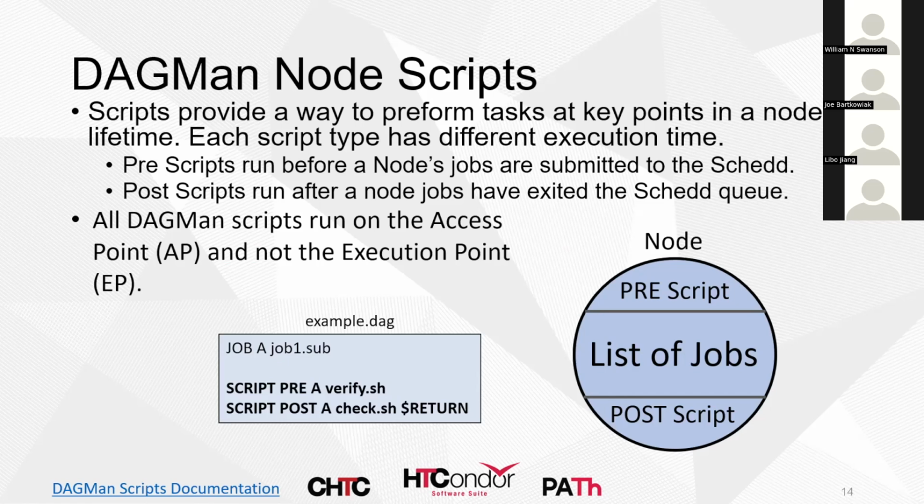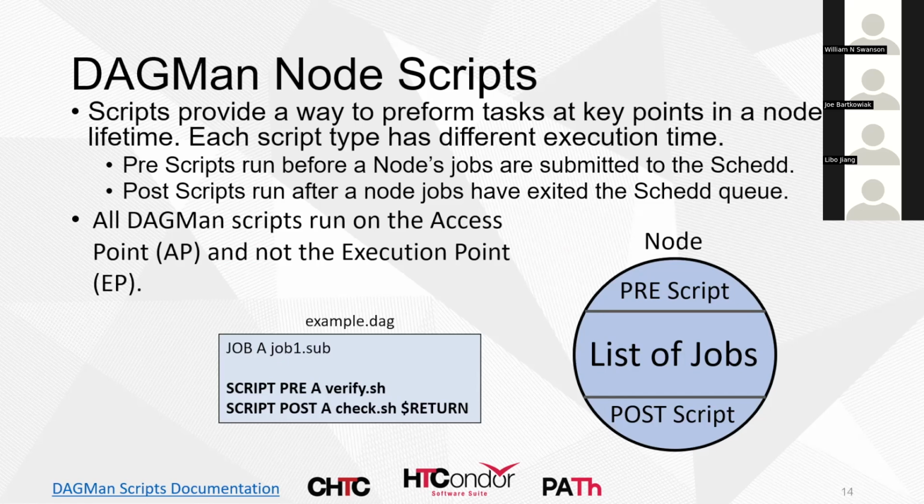These allow you to do a bunch of fun little things, like maybe you want to quickly verify some input before you run your node, or you can actually use a postscript to lie and fake a node success because some exit code of a job is super transient and you don't care about it. It's very powerful. But one thing you should know, DAGMan scripts run on the access point, not the execution point where your jobs might run.